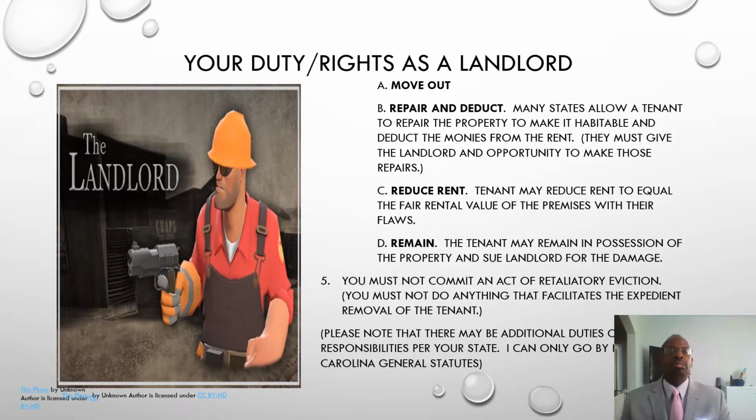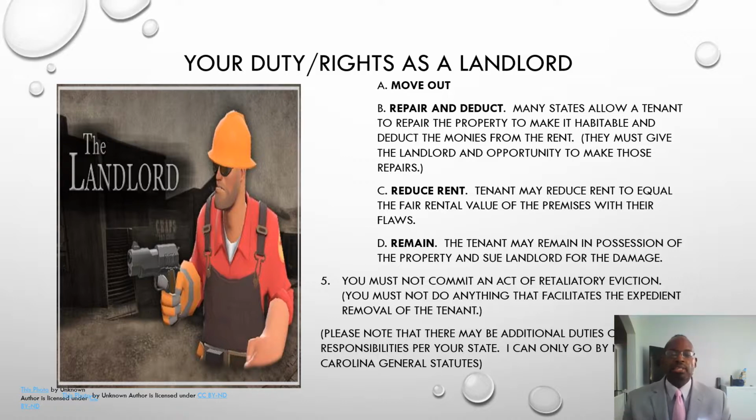Now, first, I must admit that you must give the landlord an opportunity to make the repairs. You cannot just decide you want to do all this. You have to give him an opportunity to repair it. Okay. Now, the last thing is remain. The tenant can remain in possession of the property and sue the landlord for the damage. Okay. The landlord must not commit any act of retaliatory eviction. And that means basically you cannot come in and do things, call the health inspector, or try and forcibly remove that tenant. Okay, please note that there may be additional duties or responsibilities per your state.